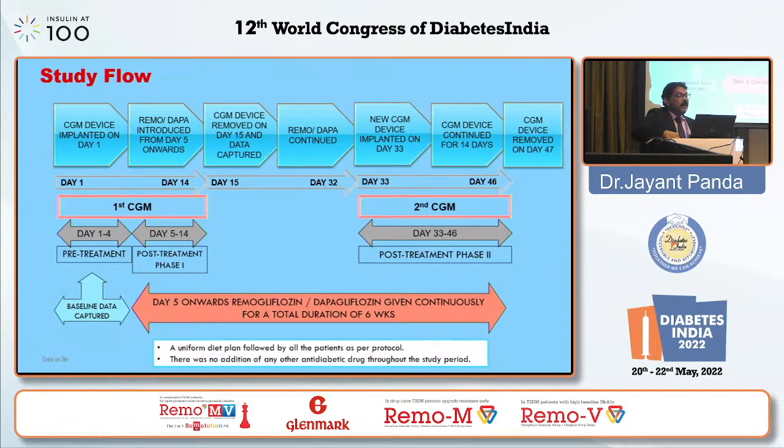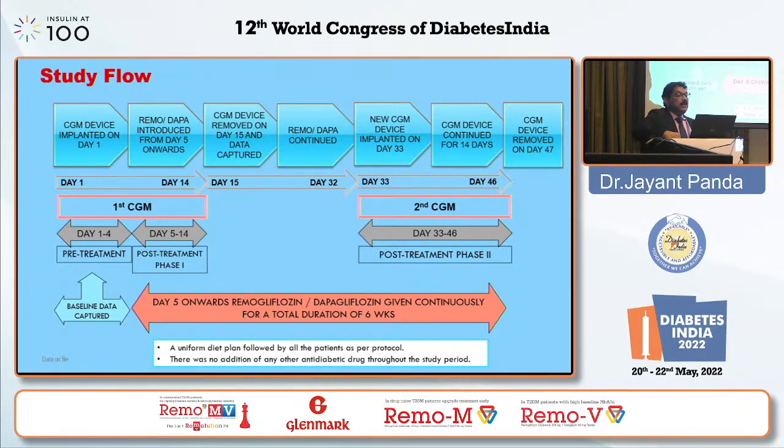So the CGM device was implanted on day 1, the Remo or Dapa was introduced from day 5 onwards, the CGM device was removed on day 15, and Remo or Dapa was continued. Again, a new CGM device was put on on day 33. The CGM device continued for 14 days and was removed on day 47. So this was a total day 1 to day 46 trial, and the first and second CGM were done on days 1 to 4, 5 to 14, and 33 to 46 in phase 1 and phase 2. The baseline data was taken in the first 5 days, and dapagliflozin and remogliflozin related issues were ensured.